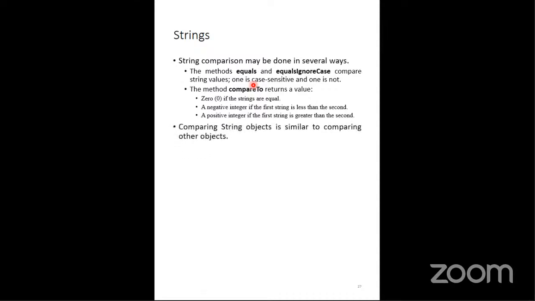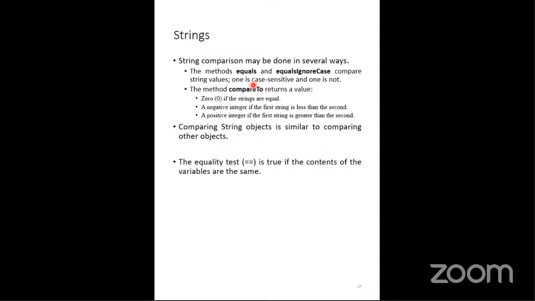Okay, comparing strings is similar to comparing two objects. Now comparing strings is slightly more interesting because strings are objects. So the same rule is applicable when you try to compare two objects: whether they are content wise the same or reference wise the same. So let us look at some examples.